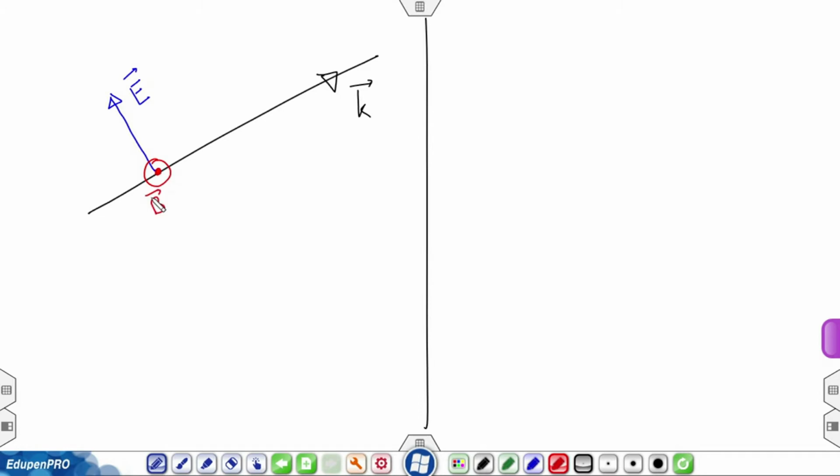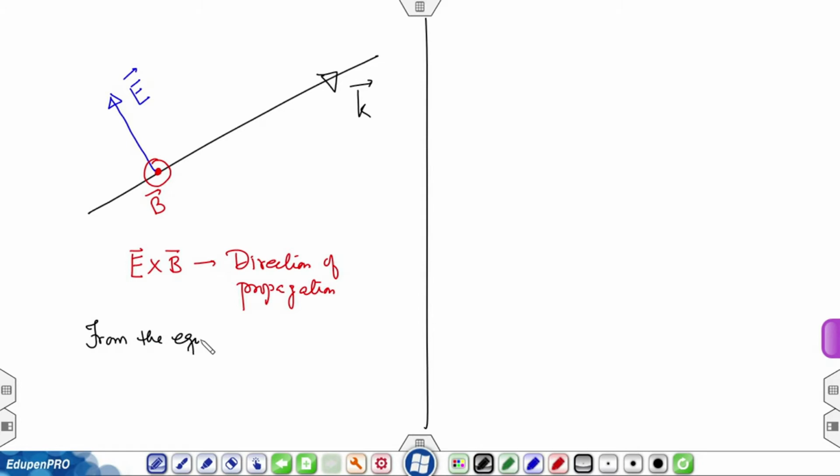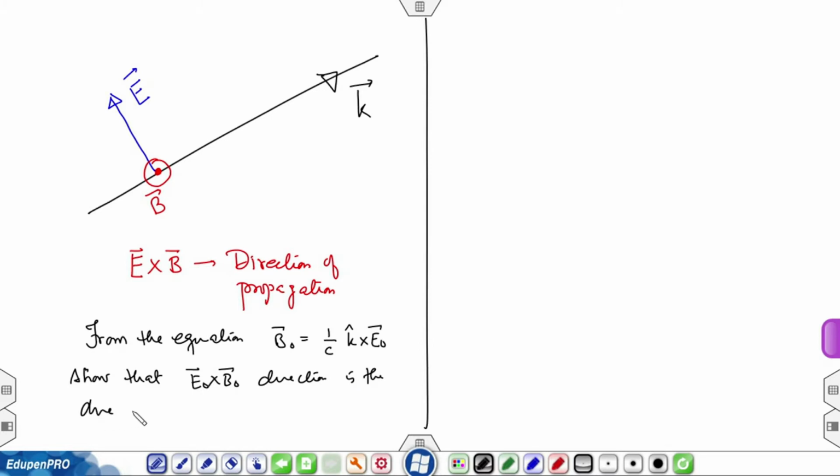If you work out those equations, you will also see that E cross B gives you the direction of propagation. So, I leave this for you, from the equations that B0 is equal to 1/c k unit vector cross E0, show that the E0 cross B0 direction is the direction of propagation.